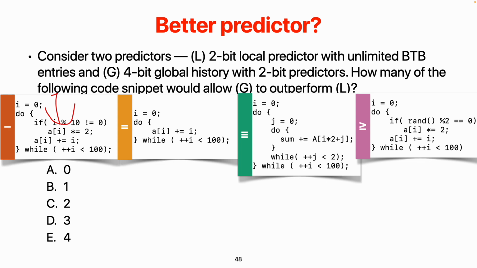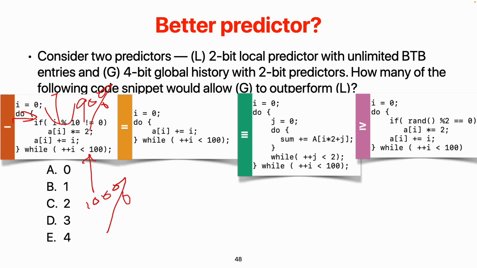Okay, so for this particular branch, how accurate is a local predictor? How many times are you going to guess it wrong? Every 1 out of 10, right? You're only going to guess it wrong when mod 10 is equal to 0, so 90% of the time. How about this? Almost 100% of the time, right?